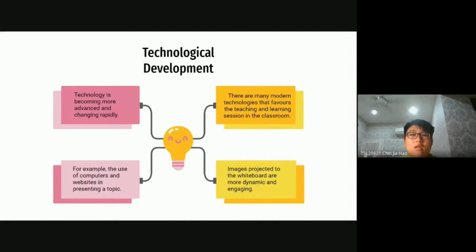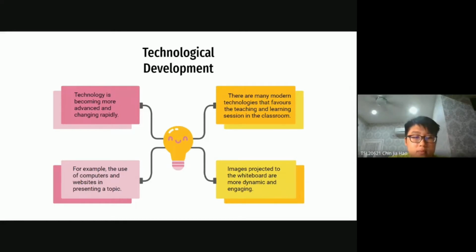All right, first of all, technological development is one of the factors that could influence curriculum changes. So in general, what is the meaning of technological development? If we break down the words into technology and development, the word technology means the electronic gadgets that we use daily, while development means that something is improving or getting even better. So if we put these two words together, it means that technology is becoming more advanced and changing rapidly day by day.